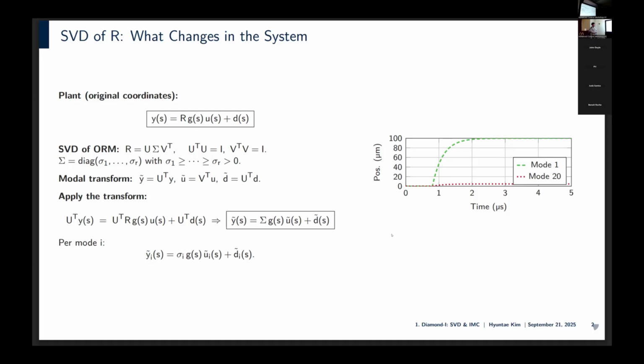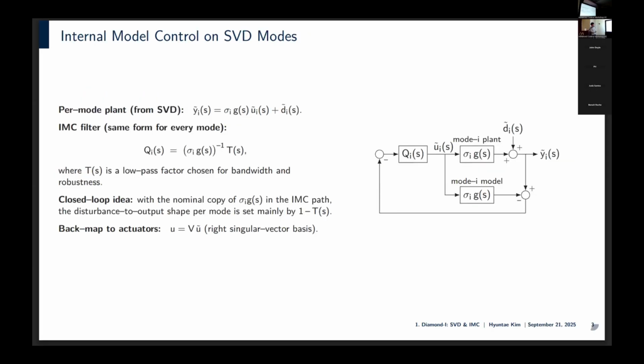But one thing you need to think about is that sigma_i has a very different value for each mode. If we think about a simple step response of the dynamics, mode 1 and mode 20 have very different values of sigma_i. But I don't want to go deep into this robustness topic, so I will skip the detail. Then, having the per-mode plant, we apply the internal model controller on the SISO modes.